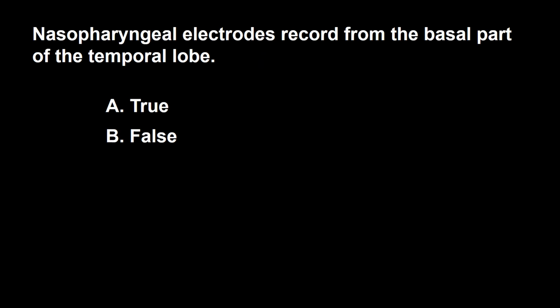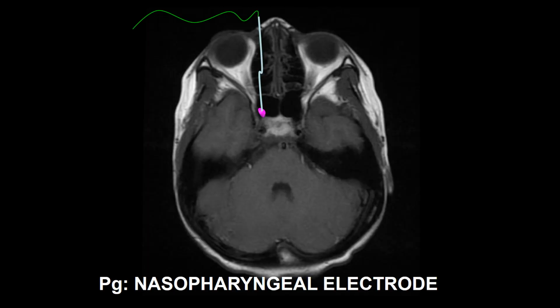Nasopharyngeal electrodes record from the basal part of the temporal lobe. A true, B false. In this frame, I have superimposed on an MRI an approximation of the nasopharyngeal electrode location. The main function of the nasopharyngeal electrode is to clarify activity noted by other electrodes.